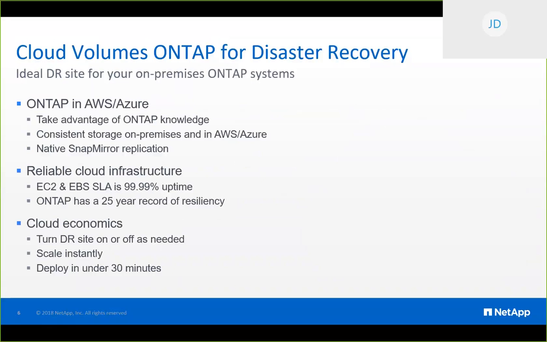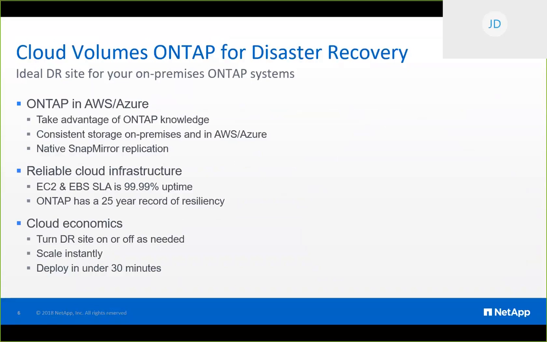Also, the cloud resources that Cloud Volumes ONTAP utilizes in AWS and Azure are themselves very reliable. The EC2 and EBS SLA in AWS is 4 nines. And like I said on the previous slide, ONTAP has been around for a long time. It's been proven to be resilient. Last of all, the cloud consumption model of pay-as-you-go, turn it off and on as you need, makes a lot of sense for DR because it's not a site that you're going to be necessarily using every day or running 24 hours.